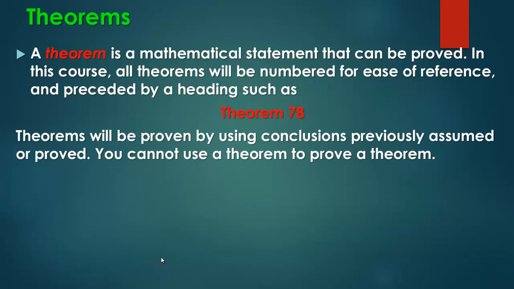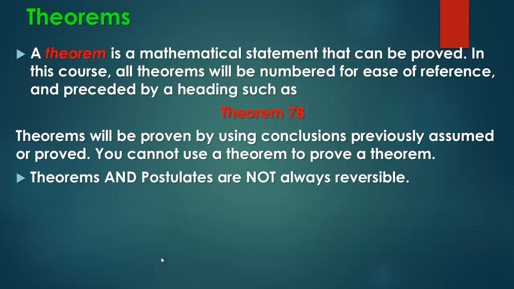So theorems are going to be proven by using conclusions previously assumed or proved. You cannot use one theorem to prove another. You can't use the theorem to prove a theorem, if that makes sense. You basically can't use what you're trying to prove as your means for proving it.